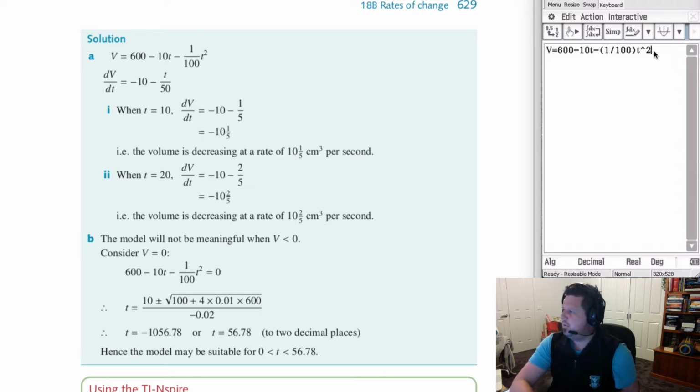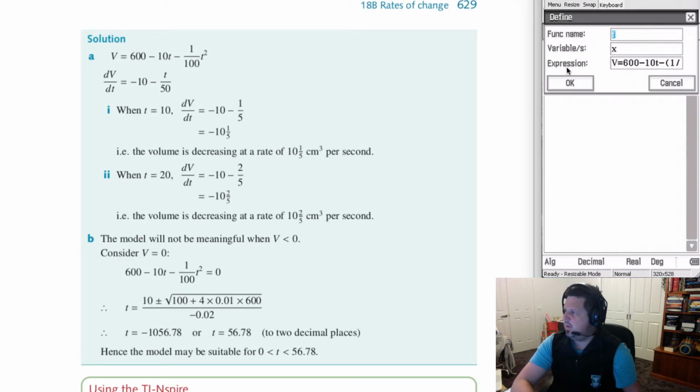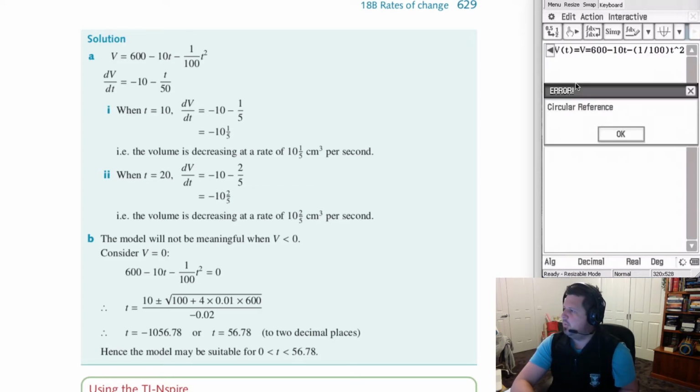Now, to define it, you select the information, go to interactive and go to define. It saves you typing it into this section by highlighting it. Here you need to put in what the function name is going to be. In this particular case, it's v. And the variable we're dealing with is time, so t here. So change this to a t. We press OK.